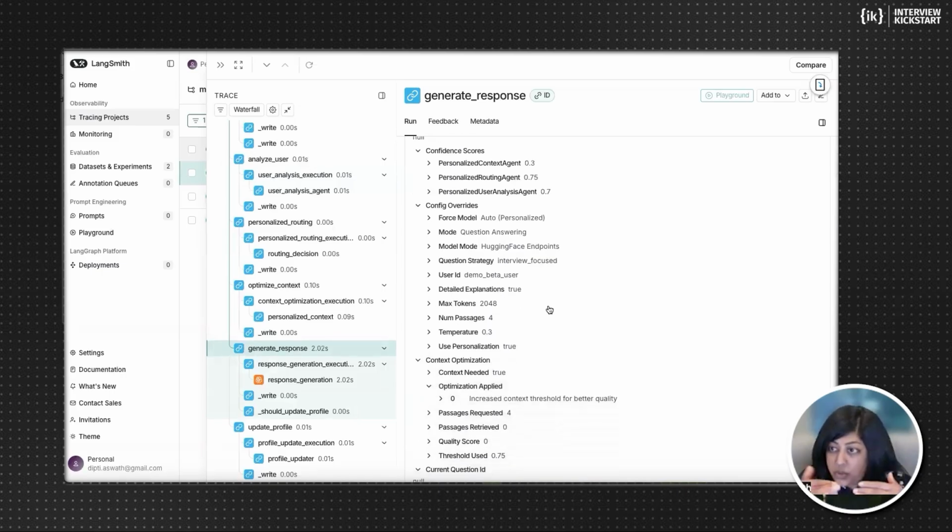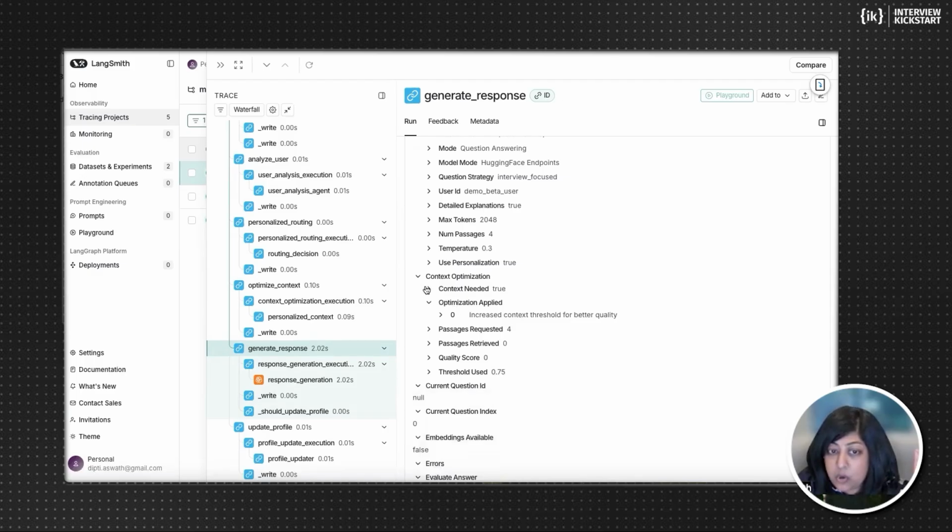So this trace, think of it as a log. You get to know whether the agentic workflow is working as expected for the data user. And that's the whole purpose of it.